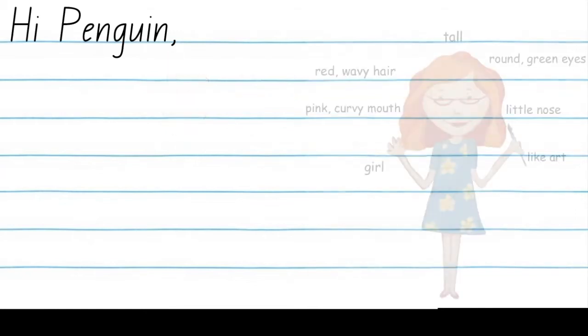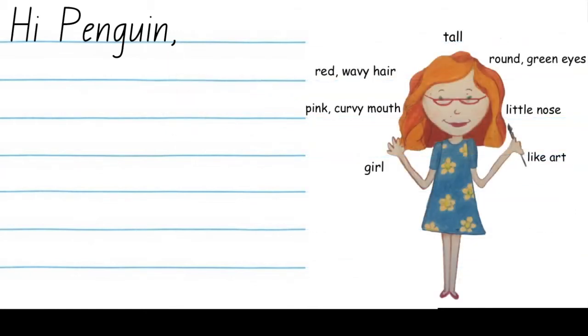Welcome back. You must have written your greeting. Did you remember to use a comma at the end instead of a full stop? I'm ready to begin describing myself to the penguin. I can use the labels on my picture to help me with ideas on what to write about.